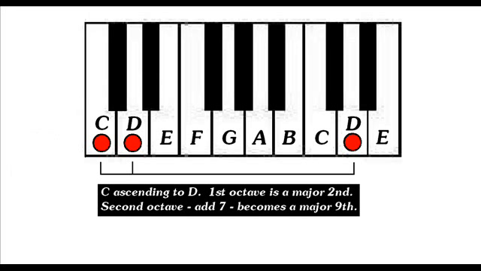In this example, we have a C ascending to D, which was a major second. If we play the D up an octave, we simply add 7. Therefore, we have an interval of a major ninth.